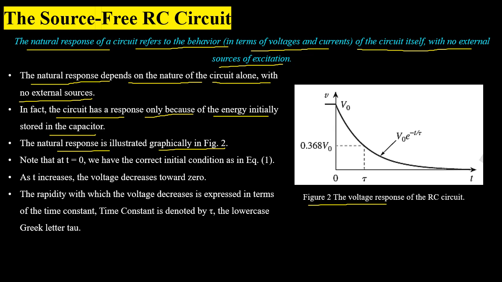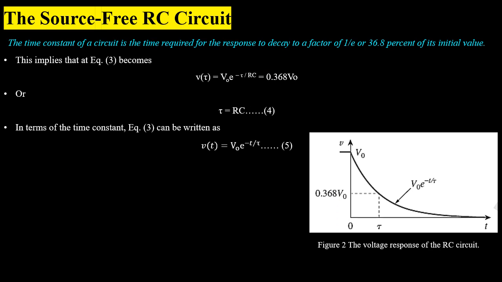When time t equals 0, the voltage is equal to V0, and as time t increases, the voltage decreases toward 0. And the rate at which the voltage will be decreasing is expressed in terms of time constant and is denoted by tau, which is a lowercase Greek letter. Now the time constant of a circuit is defined as the time required for the response to decay to a factor of 1 over e, or 36.8% of its initial value.